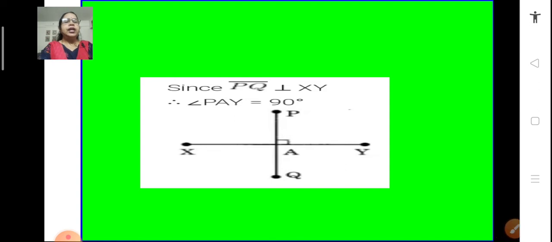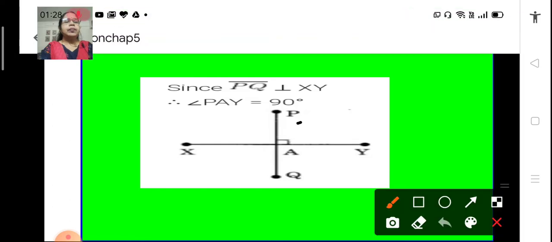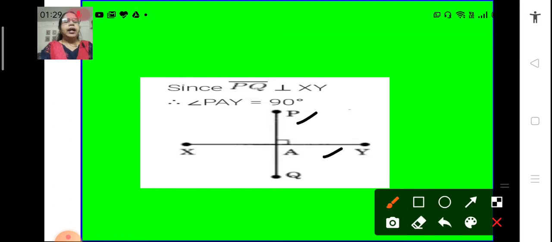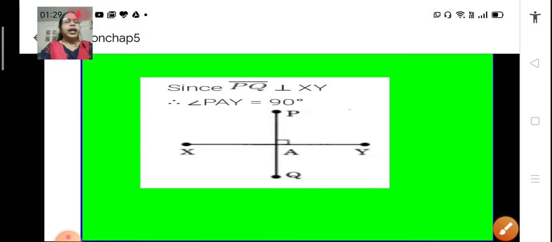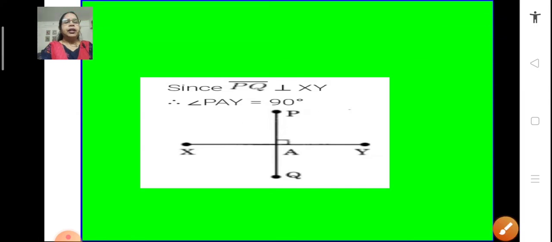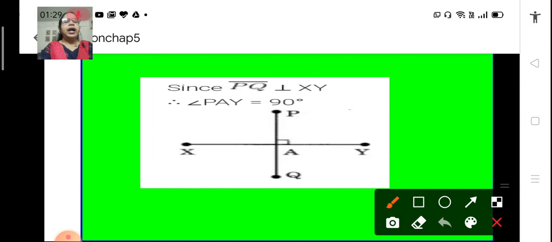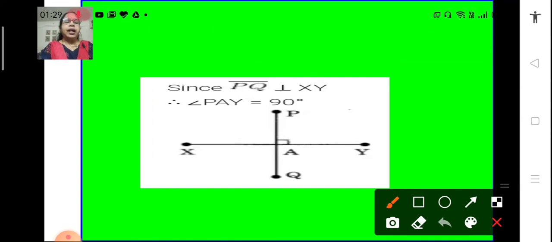PQ is perpendicular to XY. This is XY, and here we have 90-degree angles formed, because when 2 lines intersect at right angles, only then are they called perpendicular. So what will be the measure of angle PAY? It will be 90 degrees, and the other angles will also be of 90-degree measure.